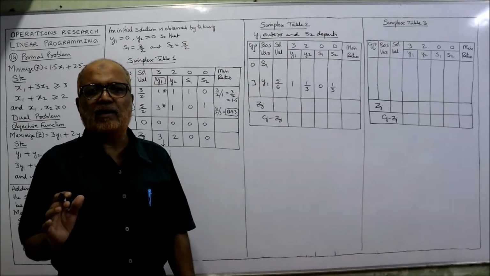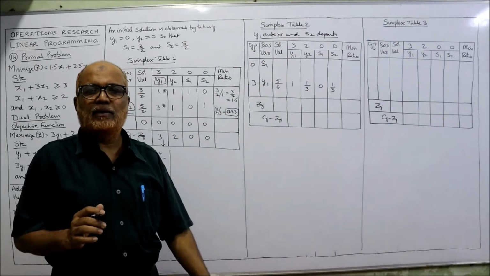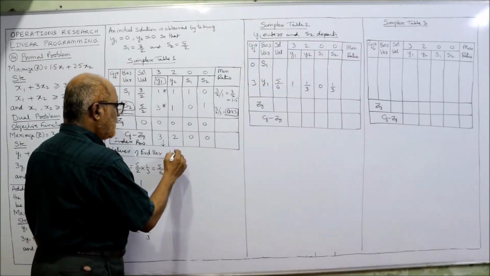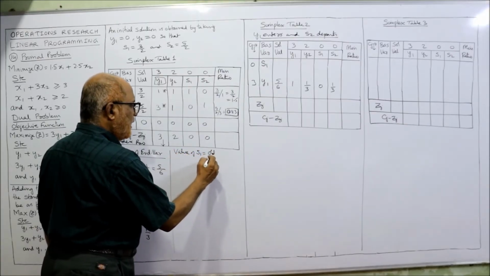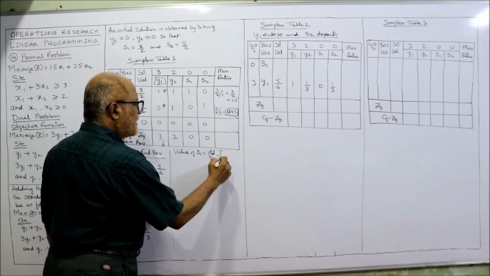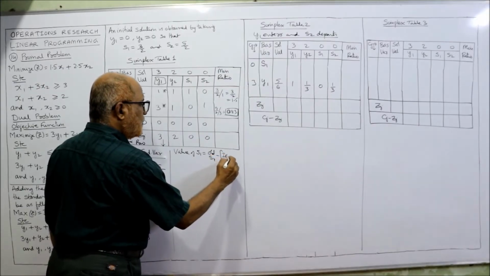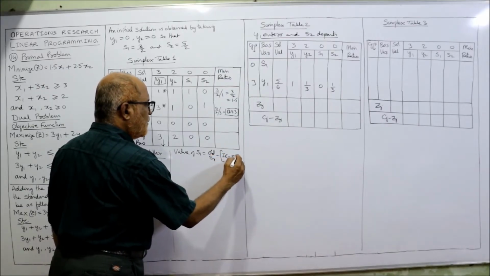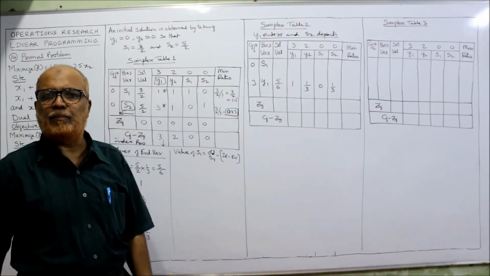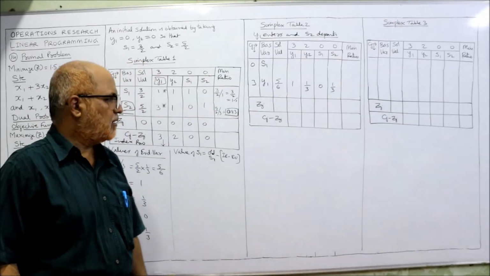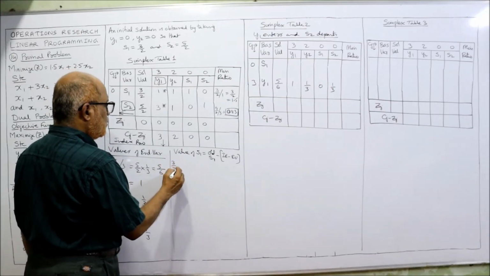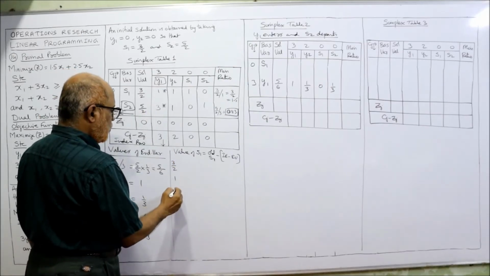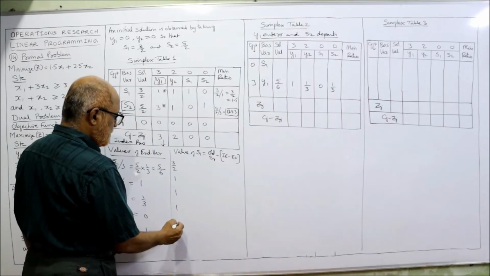Now we need the values of S1. So how to find the values of S1? The value of S1 is equal to old S1 minus the intersectional element times the values of the entering variable. Already in every problem we have applied this formula, right? Old values of S1 are 3 by 2, 1, 1, 1, 0.